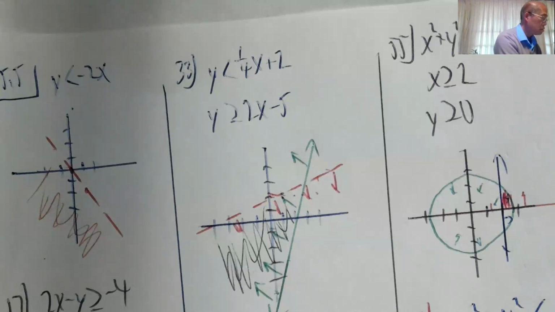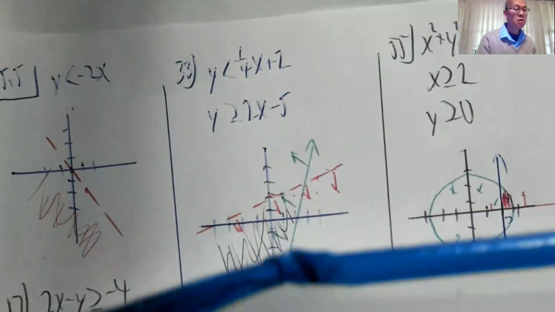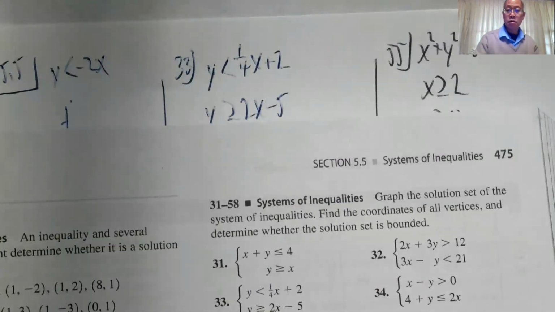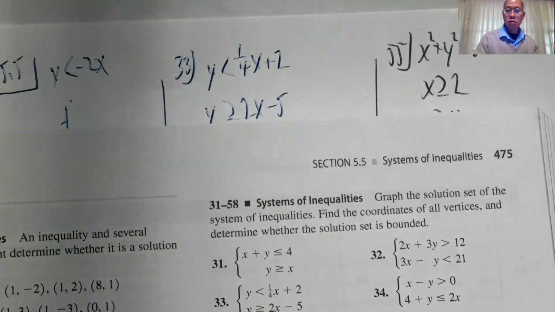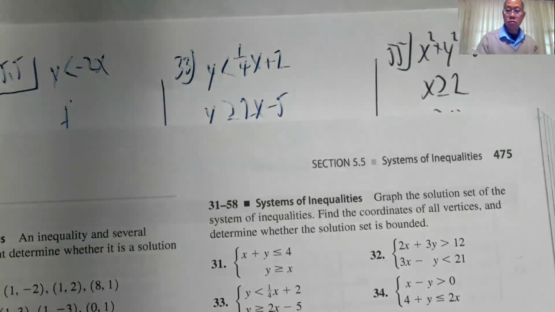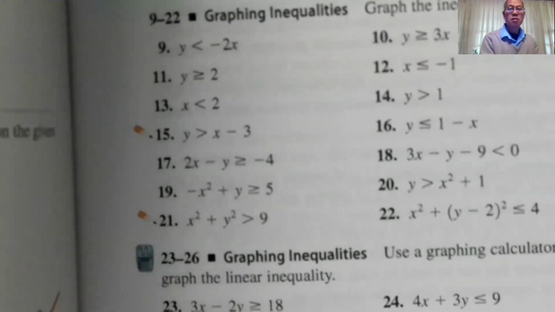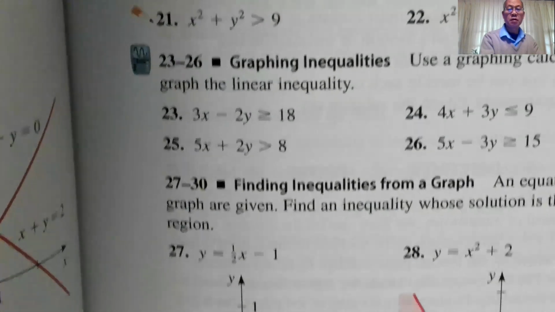This is section 5.5. Homework is 9 to 57 odd. So let me go ahead and show that to you. Okay, so on page 475, it looks like. Move this over here. Here's problem 9 through 21.